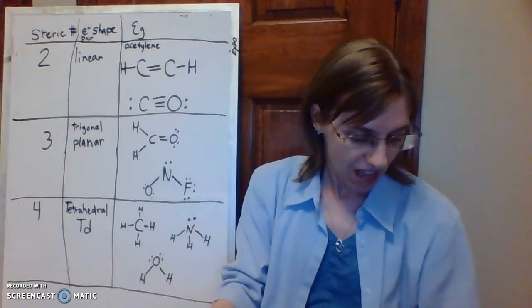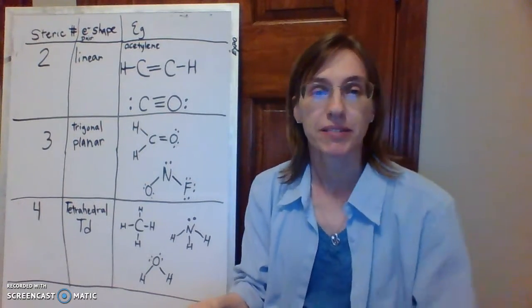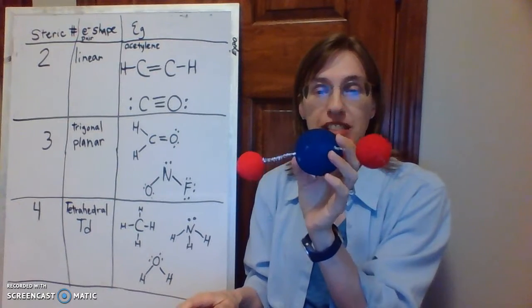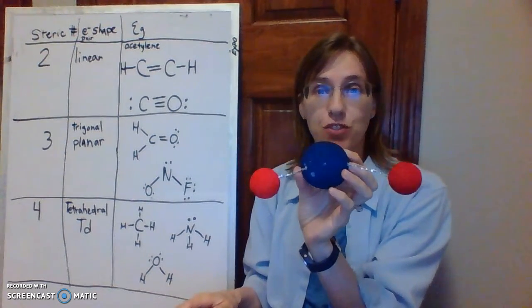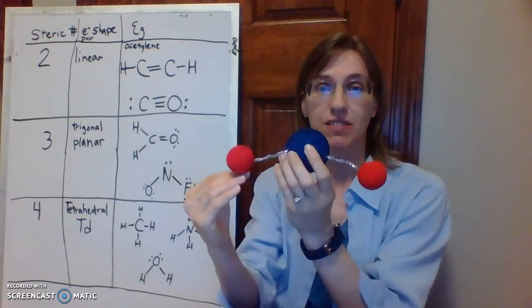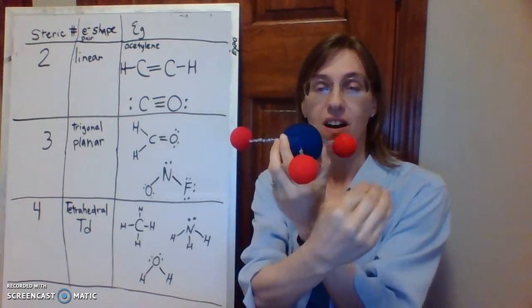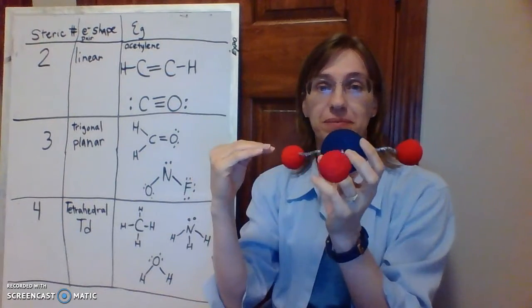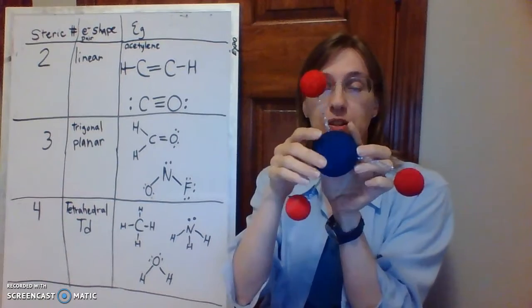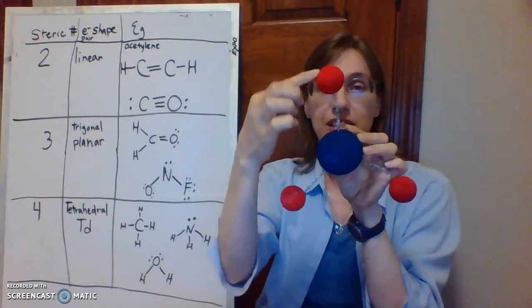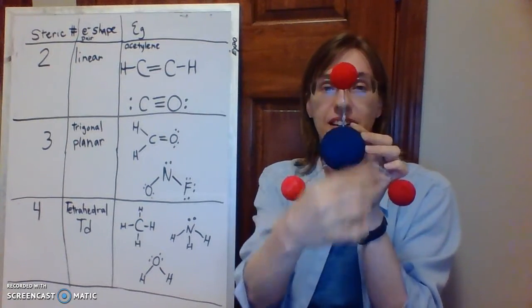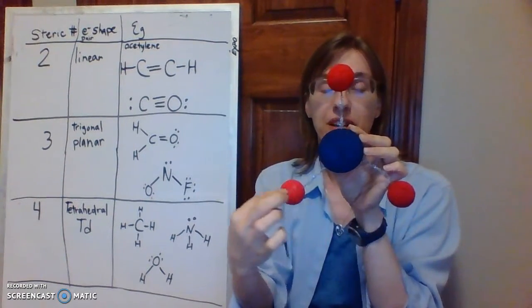Okay. Now let's look at trigonal planar. This is basically the trigonal planar shape. If you have a steric number of 3, it's trigonal planar. It's planar because all 3 of these red atoms are in the same plane. When you hold it sideways, you can see that. And when you look at it like this, you can see that each one forms a little triangle on the side here. And the overall shape is a triangle.